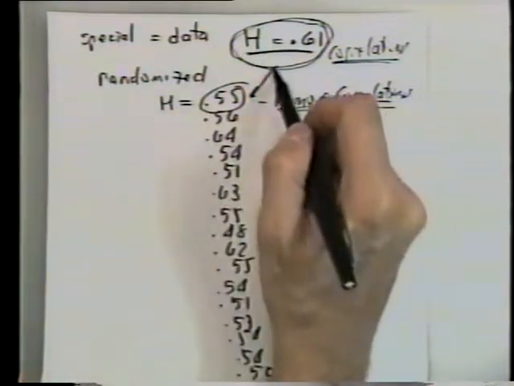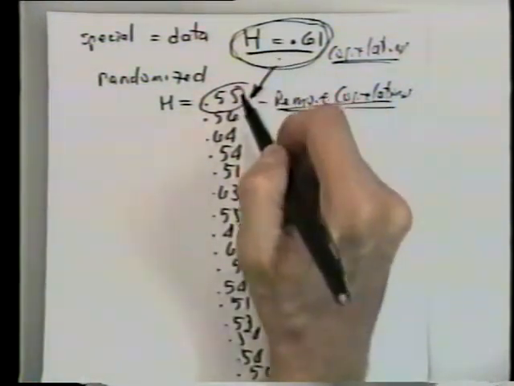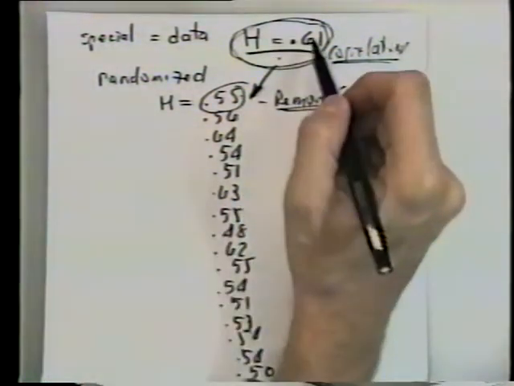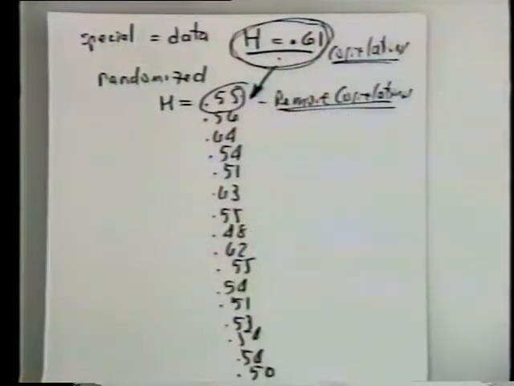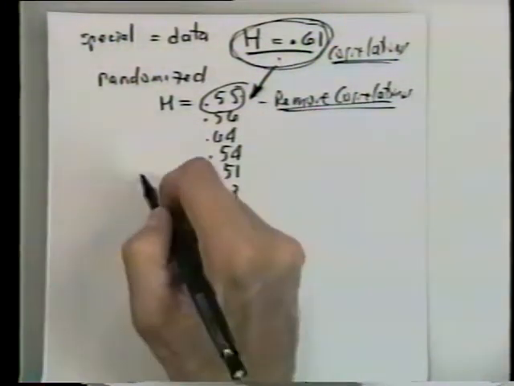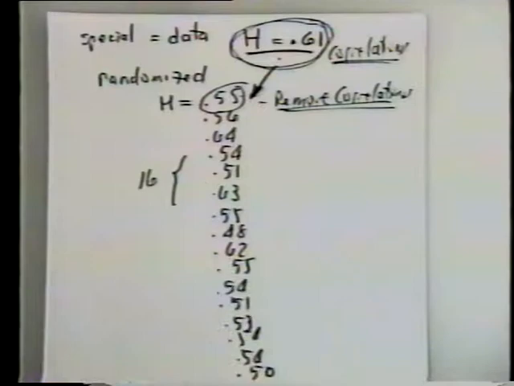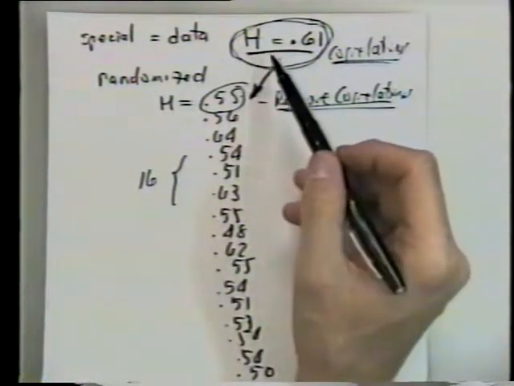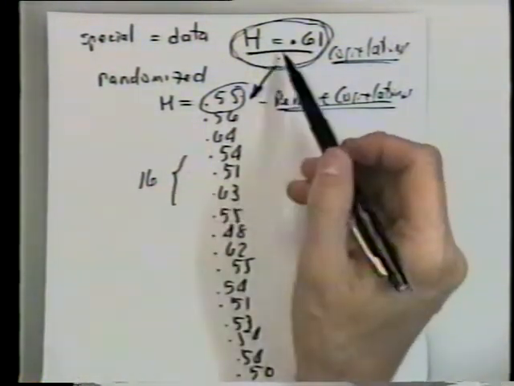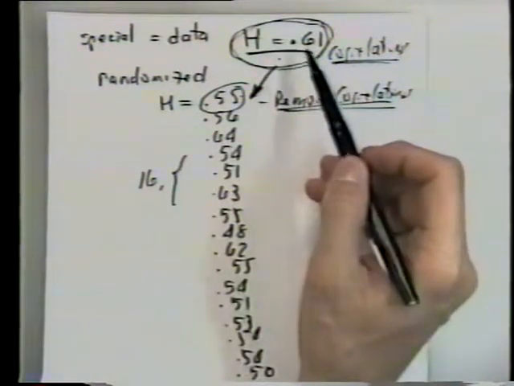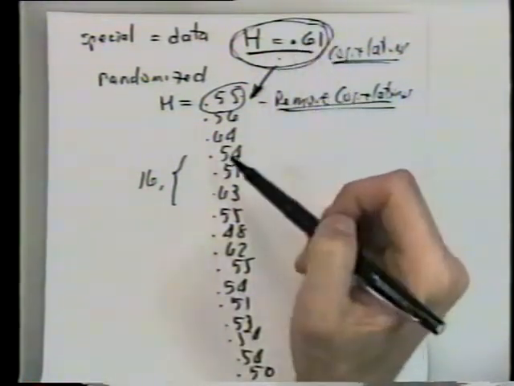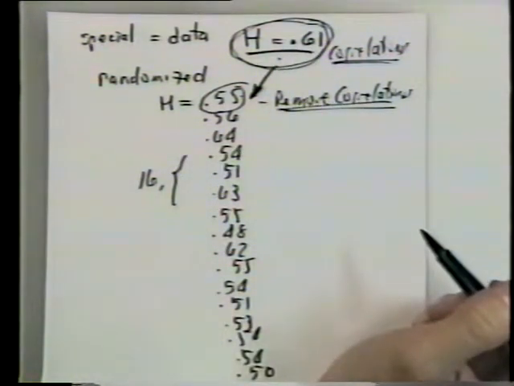So every time we do this test, we compare this one to that one. If this number 0.6 was bigger than all 16 of these numbers, there's 16 of these, then we would think that it's very unlikely that that would happen just by chance, and therefore the fact that this is bigger than those would be statistically significant.